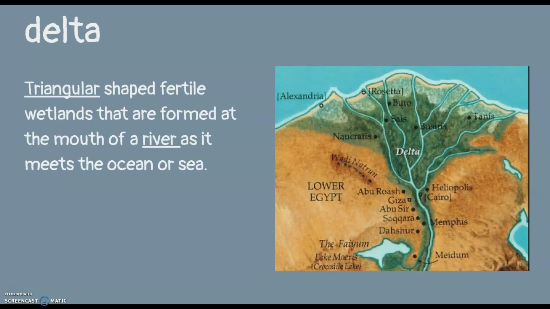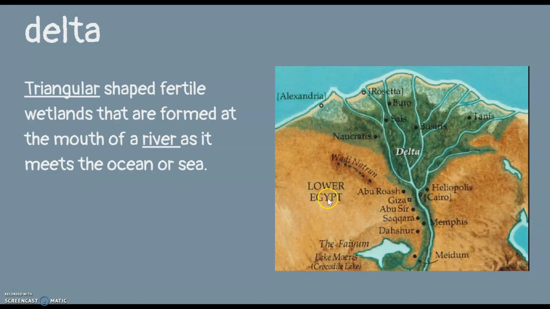Delta, triangular-shaped, fertile wetlands that are formed at the mouth of a river as it meets the ocean or sea. This photo is of the delta with the Nile River, which runs through Egypt, okay? And we see this triangular shape. We're going to talk about it.